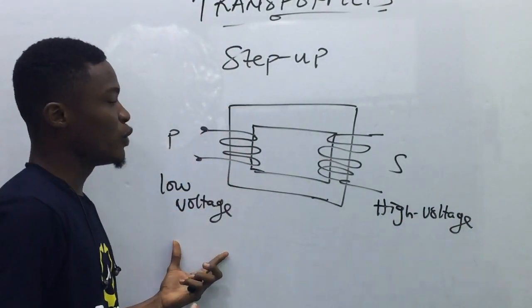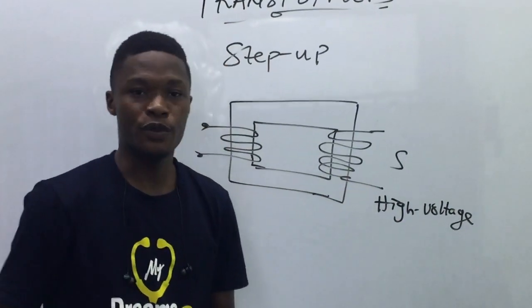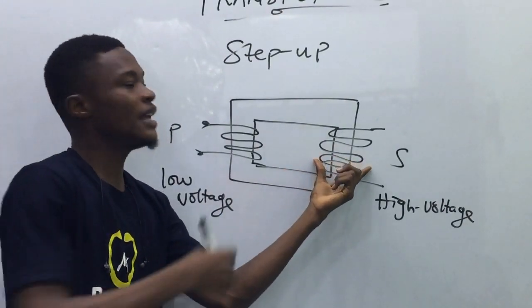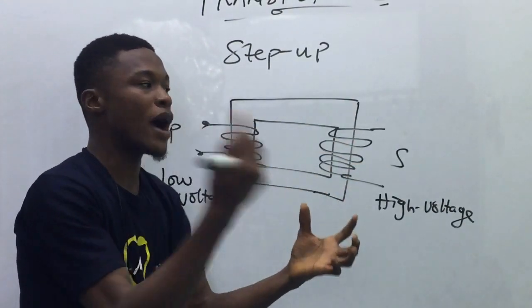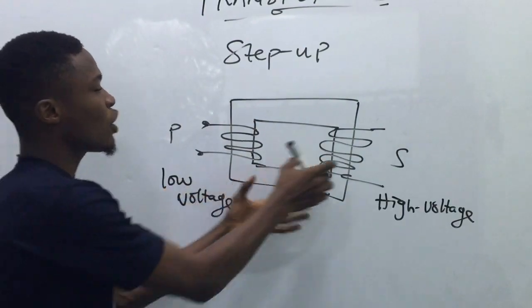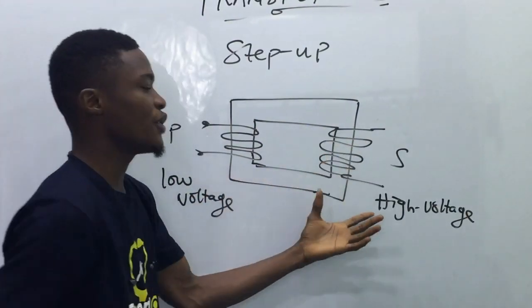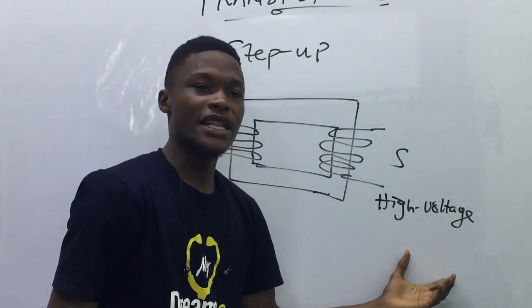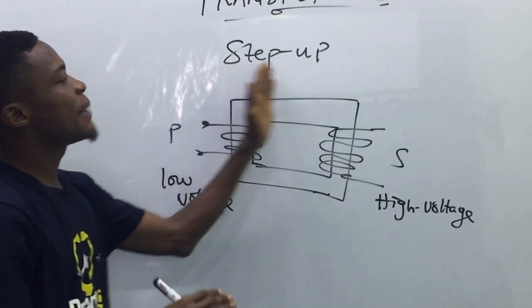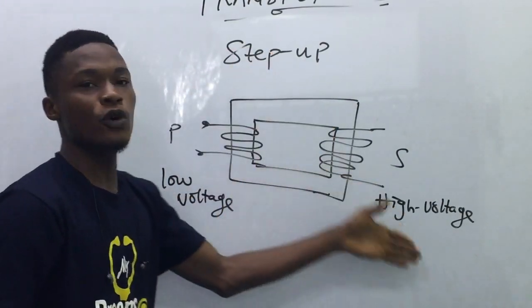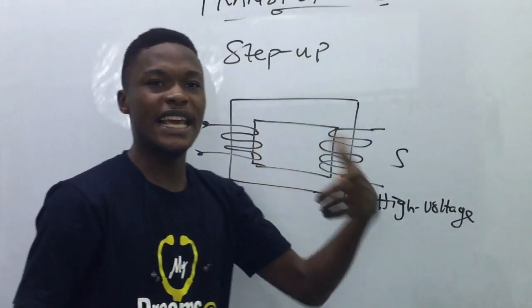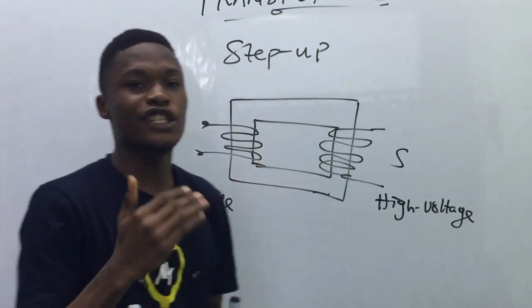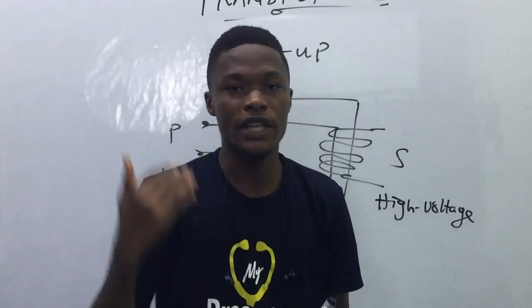So with a low voltage input, I will get a high voltage output. The reason why that happens is because if you compare the number of turns, in the secondary you have more coils of wire than the primary. Because of this number of turns in the secondary, you have a high voltage at the secondary side. Is that okay now? Another thing you need to know about the step-up transformer: it steps up voltage, but it does the opposite to current. If I have a step-up transformer, it does not step up the current, it steps down the current.